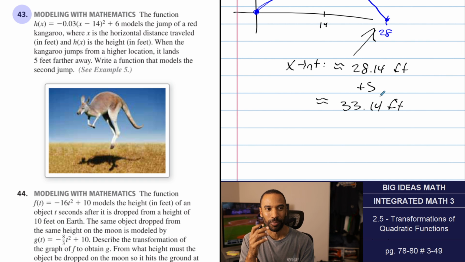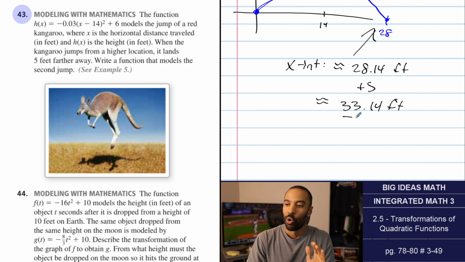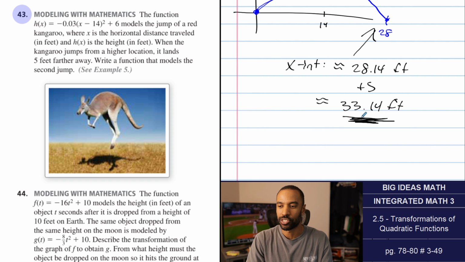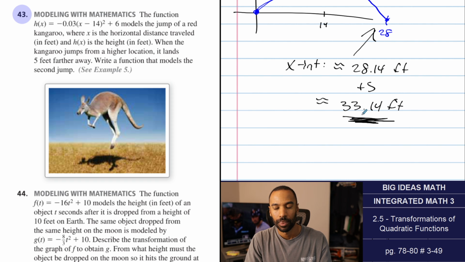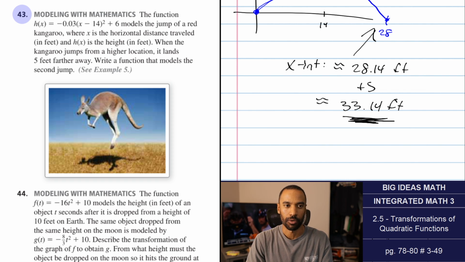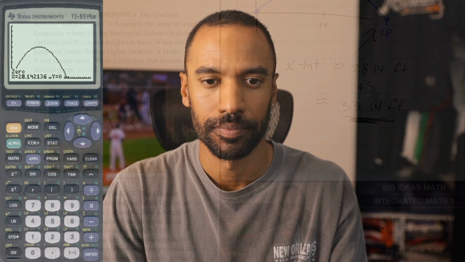I suddenly don't remember what to do. Oh, we need to find what the y value is when x is this number. So this is going to be a little bit tricky, right? I have to go back to the calculator and remember this number here. I'm going to write it down, but just keep it in mind, 28.142136. I'm going to get as close as possible to the actual value.